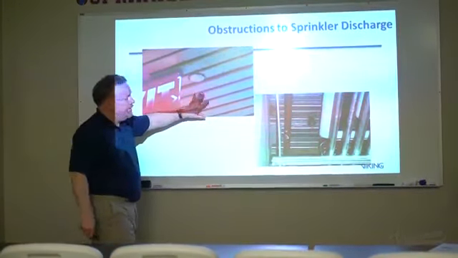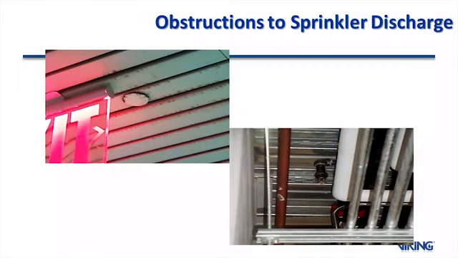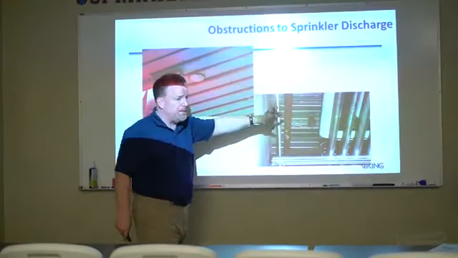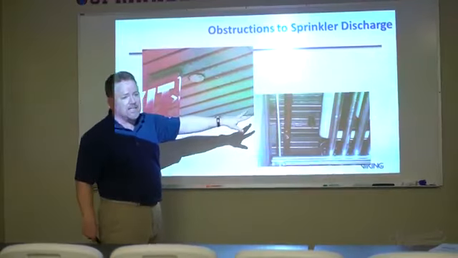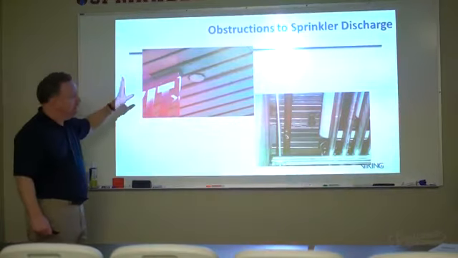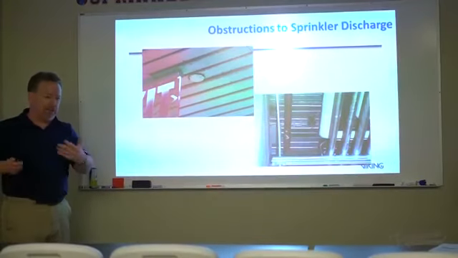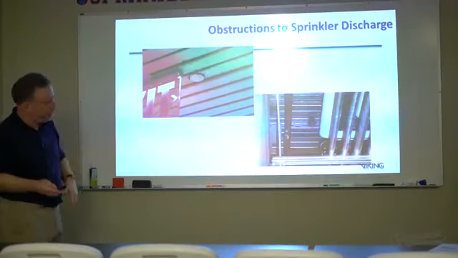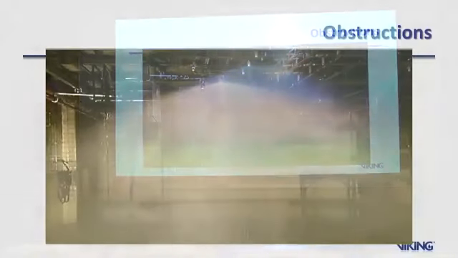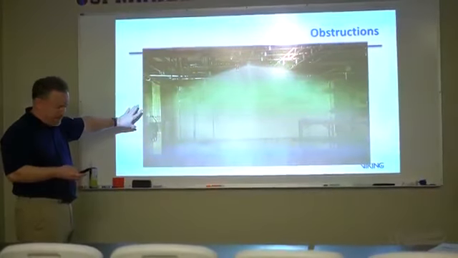Now, one of the things that we need to take particular notice of is obstructions to our spray pattern. Potential obstructions, whether they're continuous or non-continuous, maybe a beam, a sign, lighting fixtures, piping, things like that, could be considered obstructions to our sprinklers. Each one of our different sprinklers approaches these obstructions in a slightly different way depending on how their spray pattern is developed, sidewall or pendant or upright.